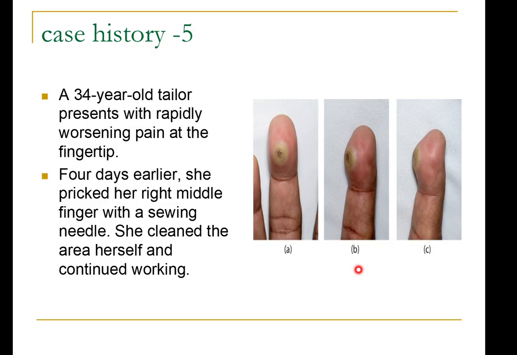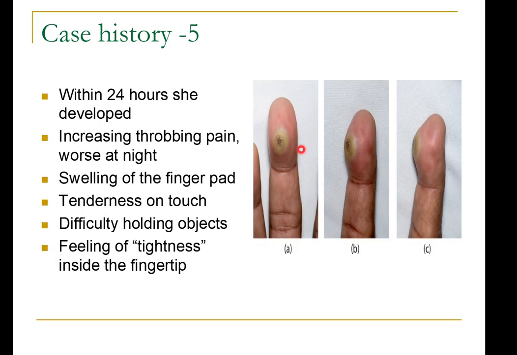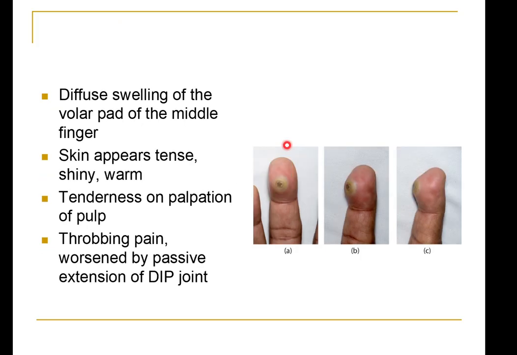Now coming to the fifth case, a 34-year-old tailor presents with rapidly worsening pain at the fingertip. 4 days earlier, she pricked her right middle finger with a sewing needle. She cleaned the area herself and continued working. Within 24 hours, she developed increasing throbbing pain, which was worse at night, and there is swelling of the finger pad. There is tenderness on touch and difficulty in holding objects. She feels tightness inside the fingertip.